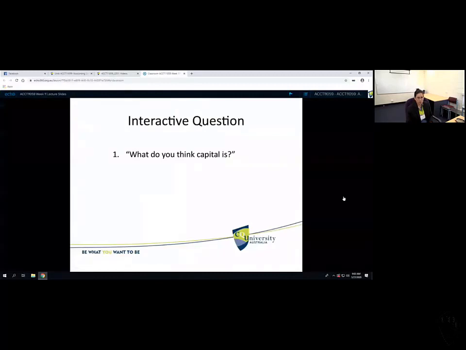Okay, so first interactive question. I hope everybody's on the slides now. I want to know what you think capital is, because we are talking about investing capital and some techniques to evaluate where to invest our capital. So what is capital budgeting? You'll hear the terms capital investment decisions, capital budgeting, investment appraisal. They're all terms that refer to the same thing. So what is capital? What do you think capital is?